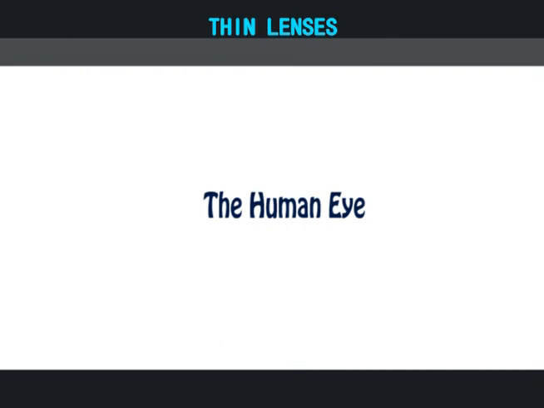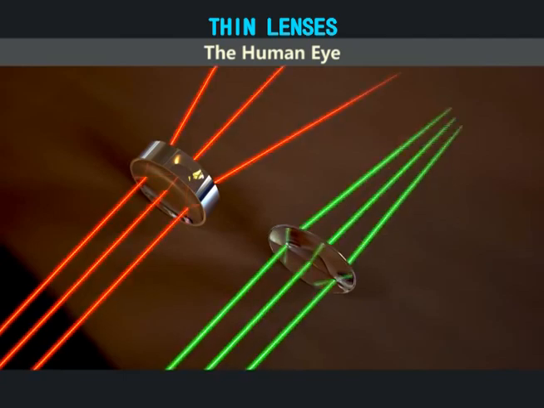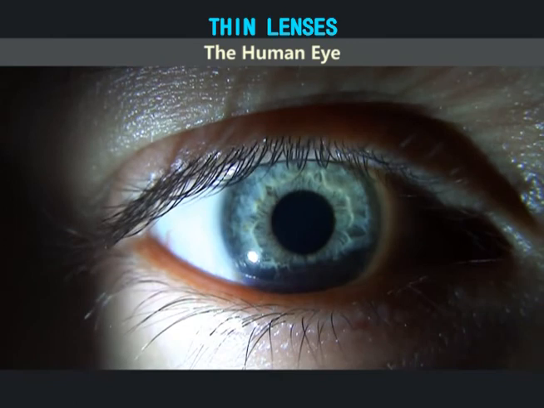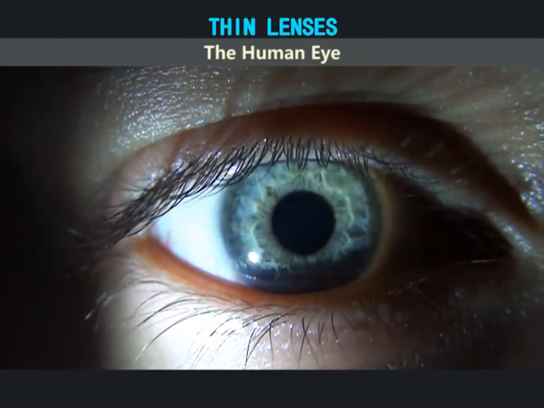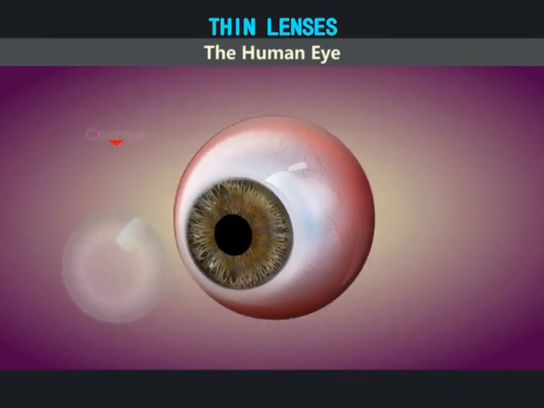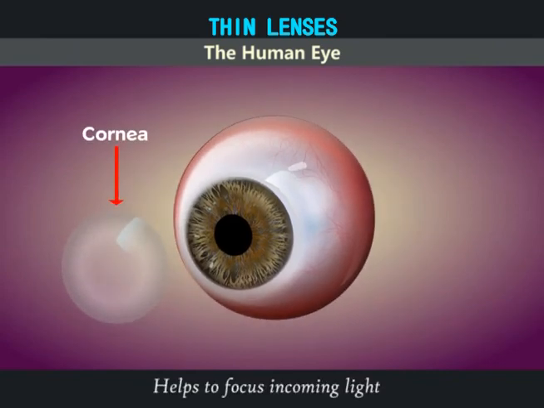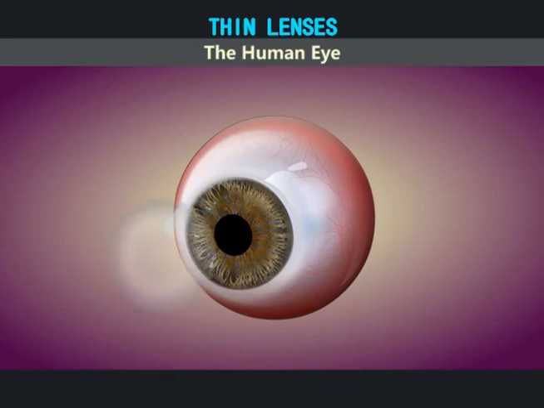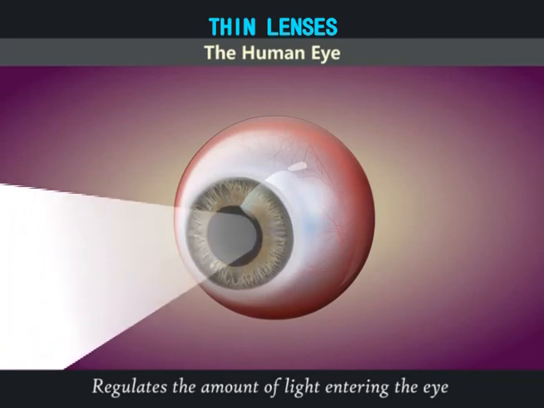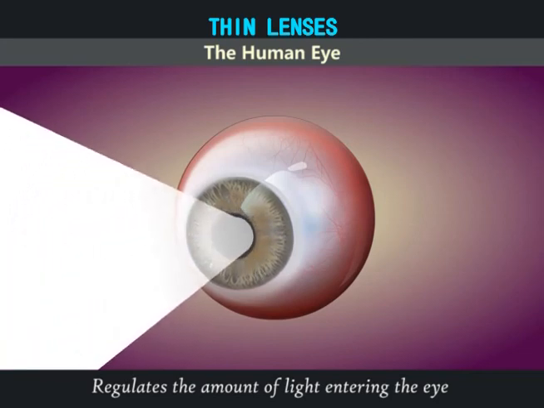Next, the human eye. Now, just like artificial lenses refract light to create images, our eyes too have lenses that allow us to see things around us. At the very front of the eye is a transparent structure called the cornea that helps to focus incoming light. Behind the cornea is the iris. It has a circular opening called a pupil. The pupil expands or contracts depending on the amount of light entering the eye.